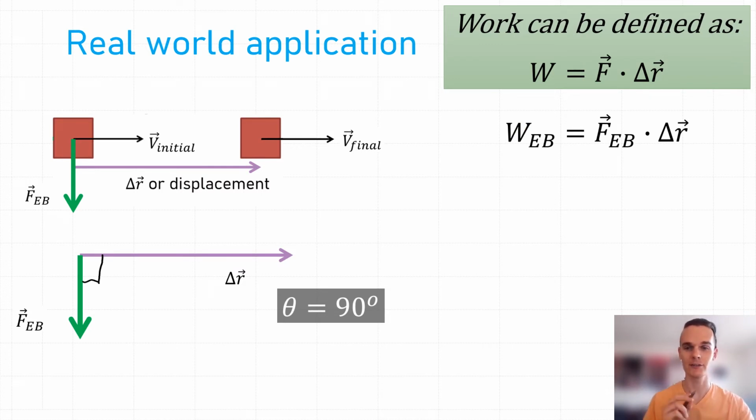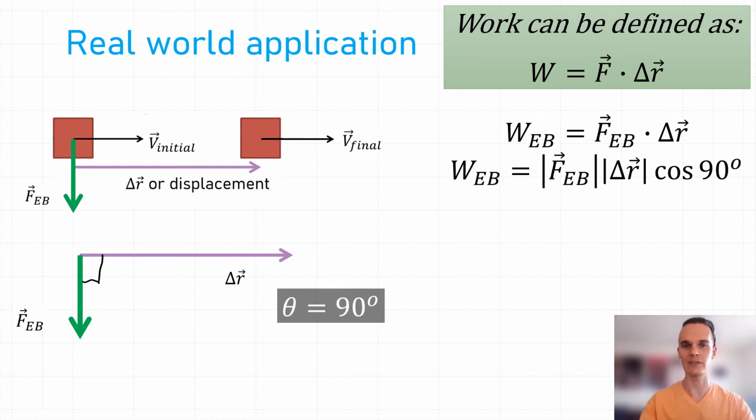Let's plug that in to the definition of the dot product. The work that the Earth does on the box is going to be equal to the force that the Earth exerts on the box dotted with the displacement vector of the box. We're going to use the definition of the dot product to simplify the right-hand side. So we have the magnitude of the first vector multiplied by the magnitude of the second vector multiplied by cosine of 90 degrees, cosine of the smallest angle between those two vectors when they're placed tail to tail. So what is cosine of 90 degrees? It's going to be equal to 0.